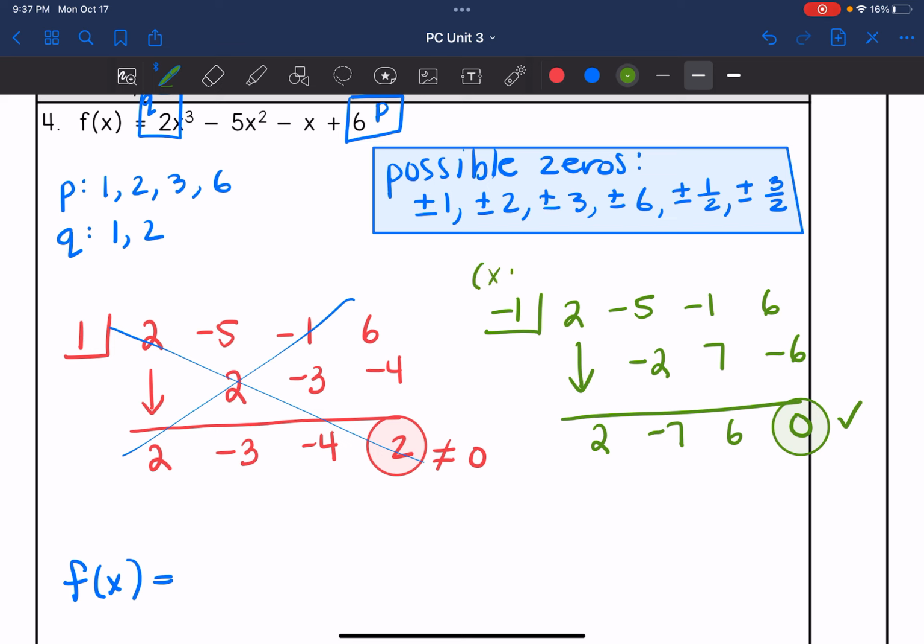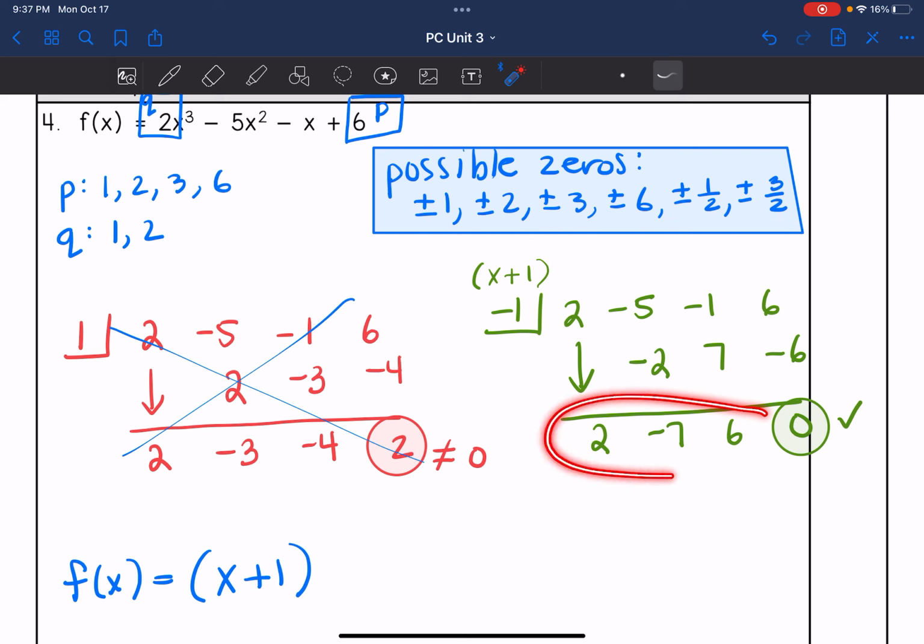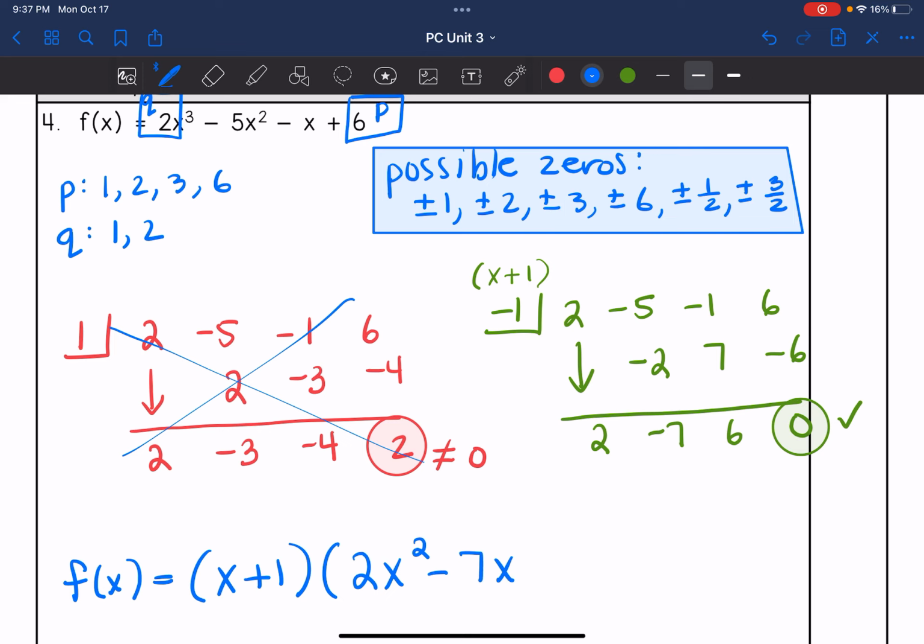That would be x plus 1. I know that kind of seems opposite, but it actually is opposite. So I know that one of my factors is x plus 1 times everything that I had left over here. Since I started with the third power, this is going to be to the second power. So 2x to the second power minus 7x plus 6.